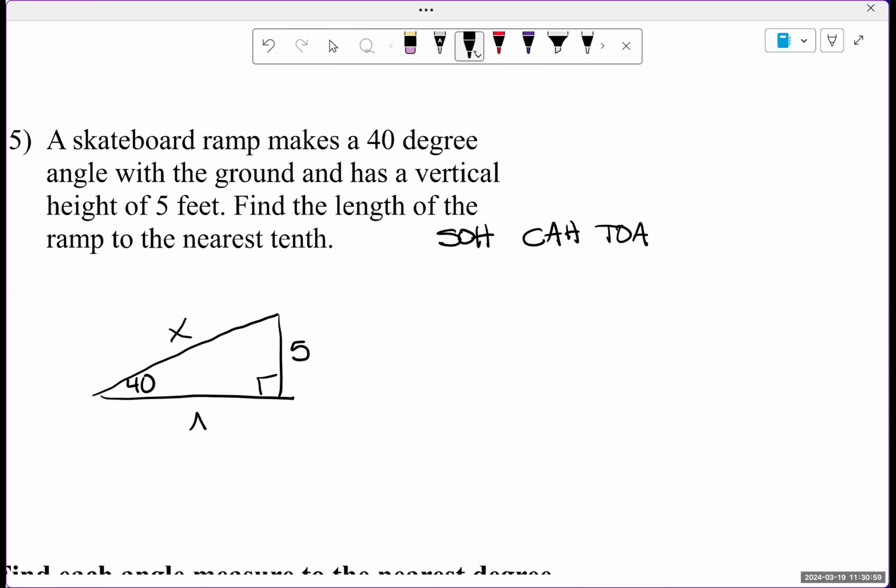Adjacent leg, not using. Opposite leg, hypotenuse. Which trig function are we using? Sine of 40 degrees is opposite over hypotenuse. You guys might rather cross multiply, but I hate it. X is on the bottom. Let's do flip flip.